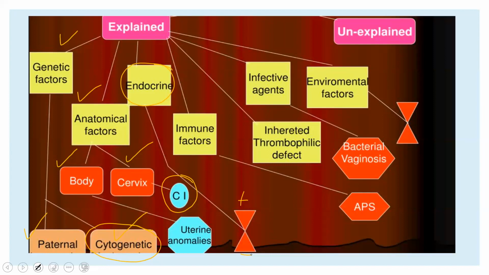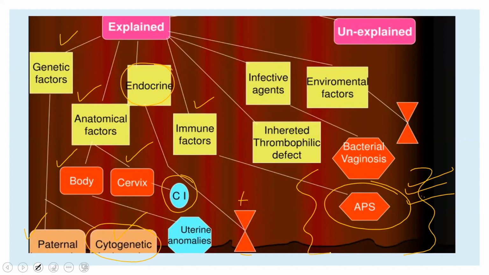All right. Then we are going to say the immune factors. Yes, autoimmune risk factors, antiphospholipid antibody syndrome. We are going to talk about this in depth because I really want you guys to focus on this, because this is the most commonly neglected thing in our society, in our culture. So unexplained causes could be infective, no reason. Environmental, plus minus, could be or could not be. So it is still unexplained. Inherited thrombophilic defect. However, it could be the most common cause of second trimester miscarriage, not recurrent pregnancy loss. Bacterial vaginosis, no, because bacterial vaginosis is a cause of cervical weakness that can cause second trimester loss, but not recurrent pregnancy loss.